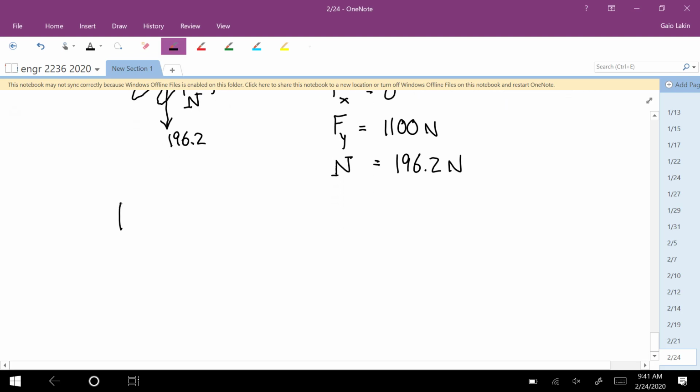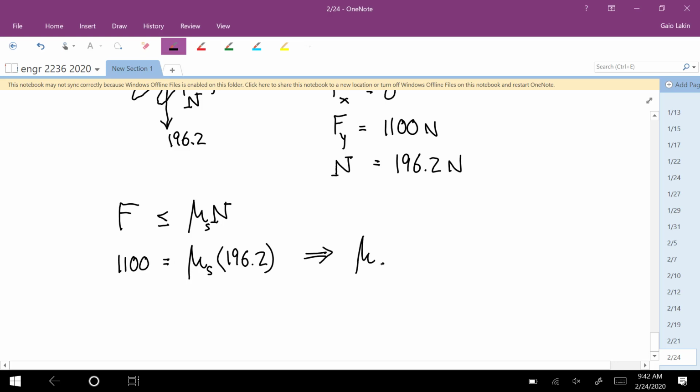Well, the friction force, that's the magnitude of the friction force, is equal to the coefficient of static friction. Well, this is static friction, so you can think of it as the friction force can only get as big as the coefficient times the normal. Okay. And so if the maximum friction force is 1100, what we have is that 1100 is equal to the coefficient of static friction times 196.2.